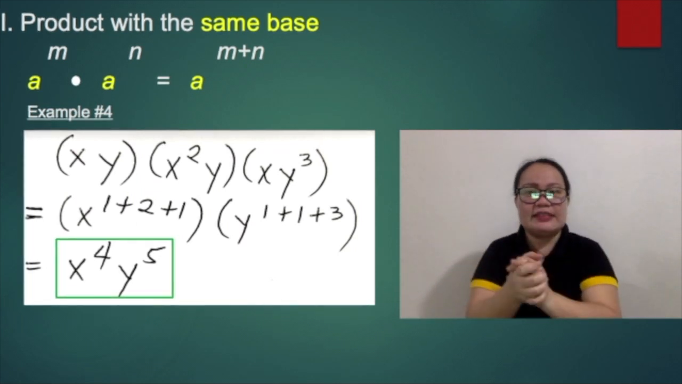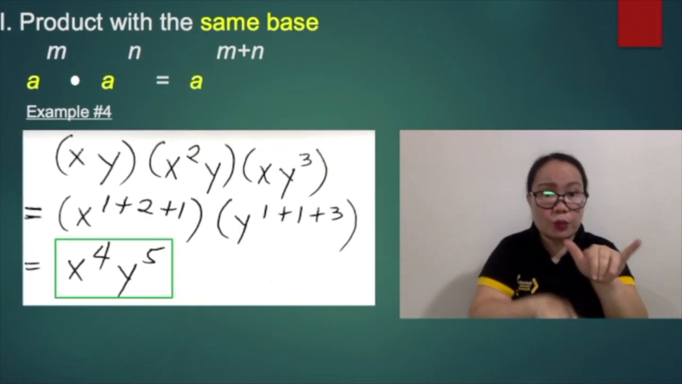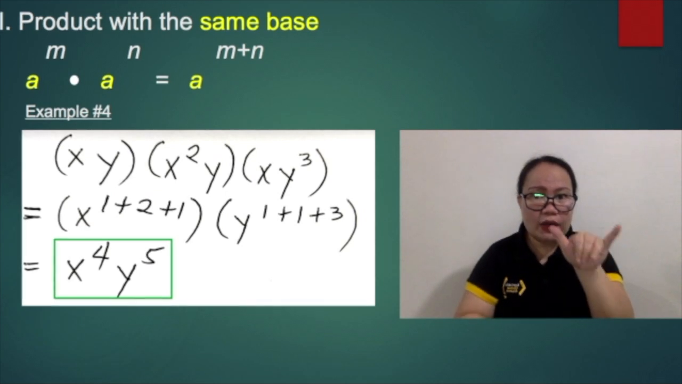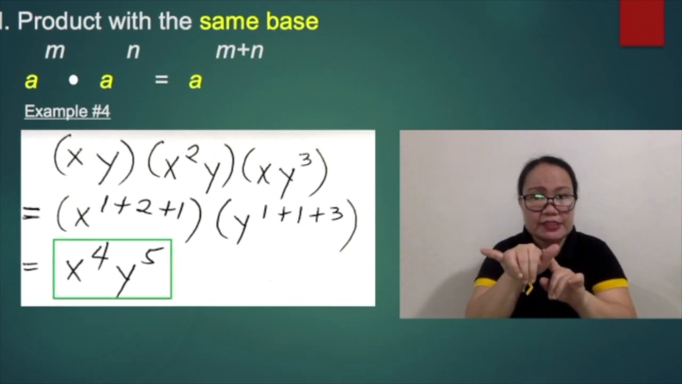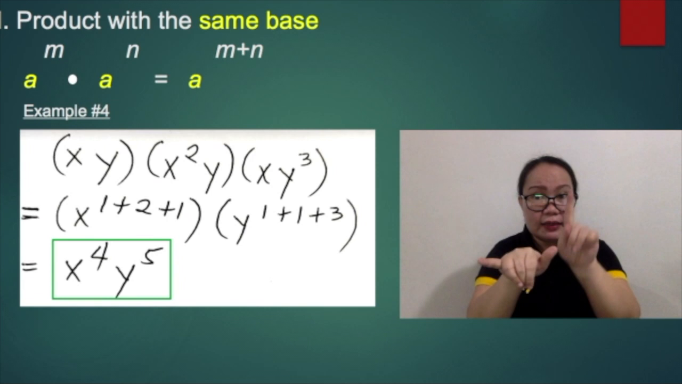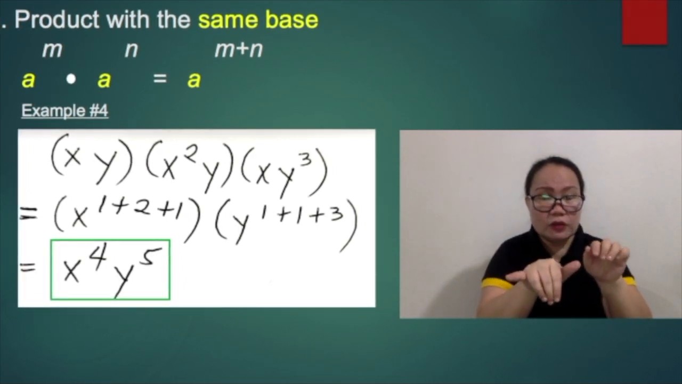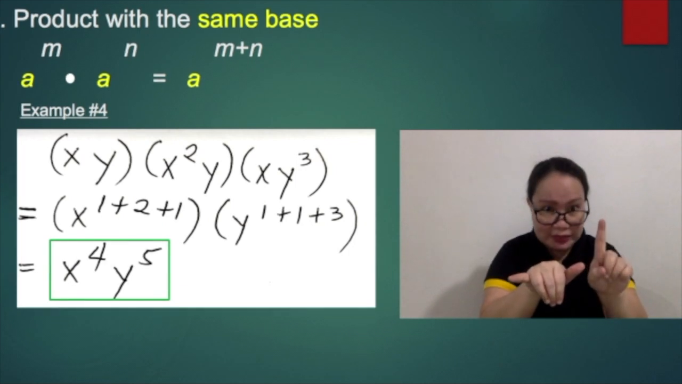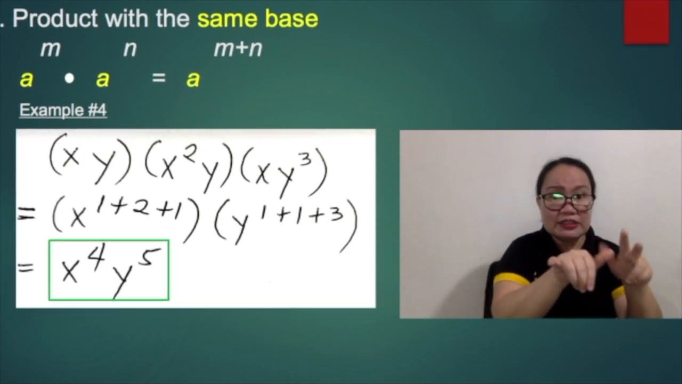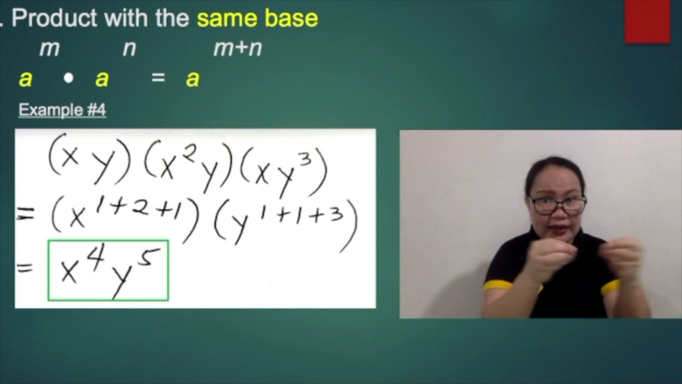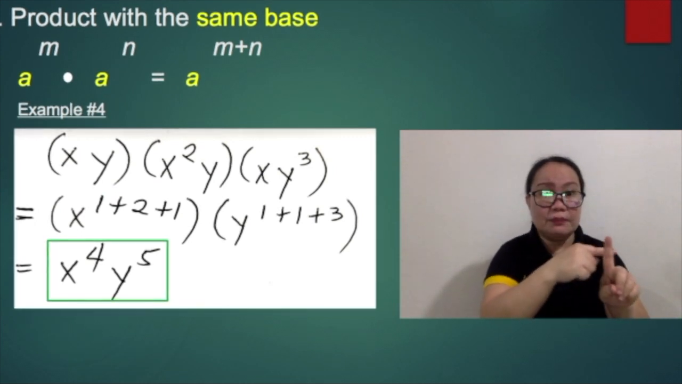Enclose this with parentheses. And then we'll continue with y, the exponents of y. Y, on the first term, has 1 as an exponent. And then on the second, it also has 1. And then on the third, 3. So simply add 1 plus 1 plus 3.